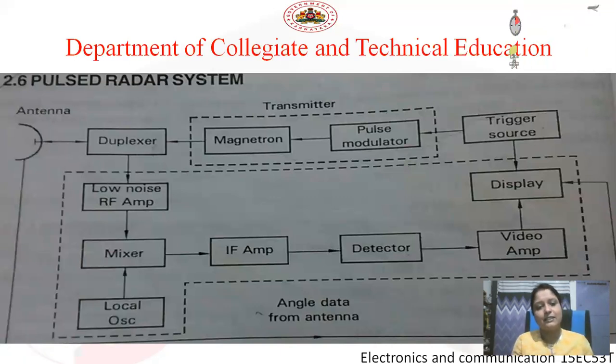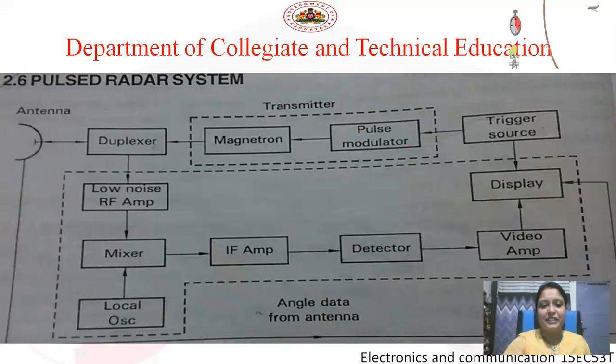In the receiver section, the first stage is the low noise RF amplifier. The purpose of this is, because the echo signals received are of very low strength, they need some amplification first to do the processing. Therefore, the first stage of amplification is done using the low noise RF amplifier. Along with amplification, it is also doing filtering. It is removing the unwanted noise signals from the received signal, giving some amplification to the signal.